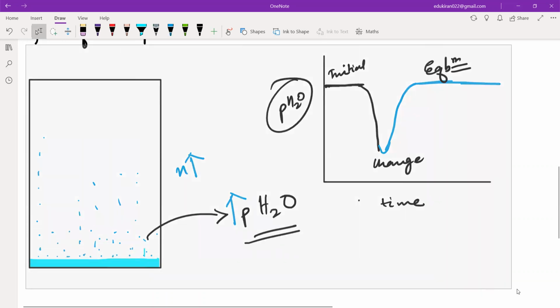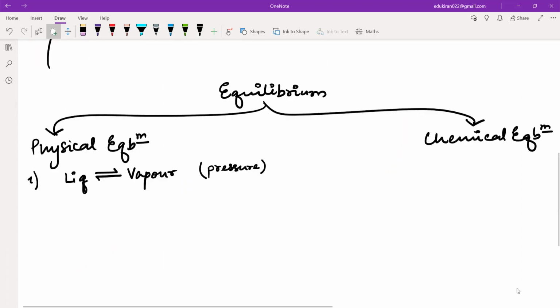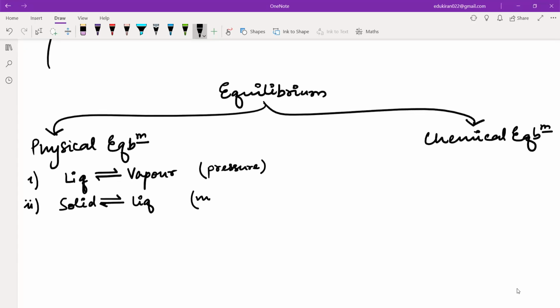Okay, fine. So let me delete this and let me write. The pressure is going to be constant. In the bracket, I'm writing what is going to be constant. Now, secondly, you can also have solid-liquid equilibrium. In solid-liquid equilibrium, what is going to be constant? The melting point is going to be constant, at a constant pressure.